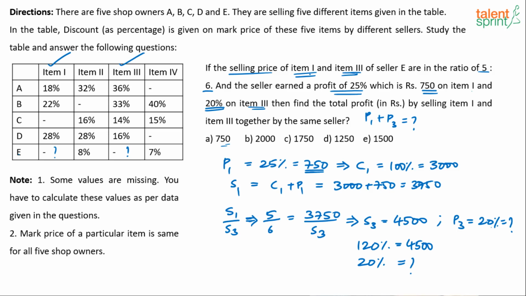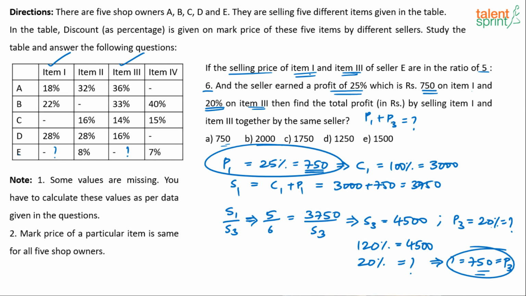Yes or no? This question mark comes out to be 20 into 4500 by 120. So 4500 by 6, right? So from this we get question mark equals 750, which means P3 also is 750. This is nothing but P3. P1 is 750. Where is P1? P1 is 750, P3 is also 750. So P1 plus P3 would be 1500. Option E. Option E is the answer. Clear?